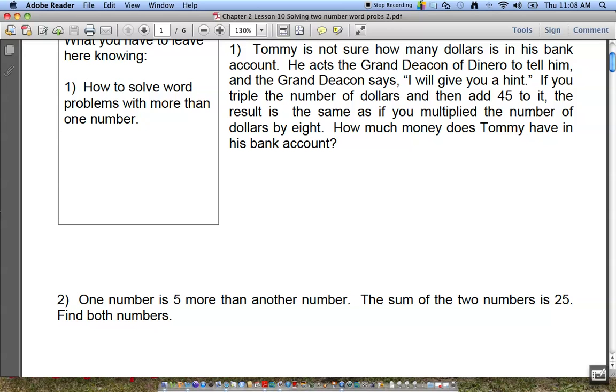So as we do this first do-it question, it's not typical, but it's like your typical 1 number word problem. Tommy is not sure how many dollars is in his bank account.